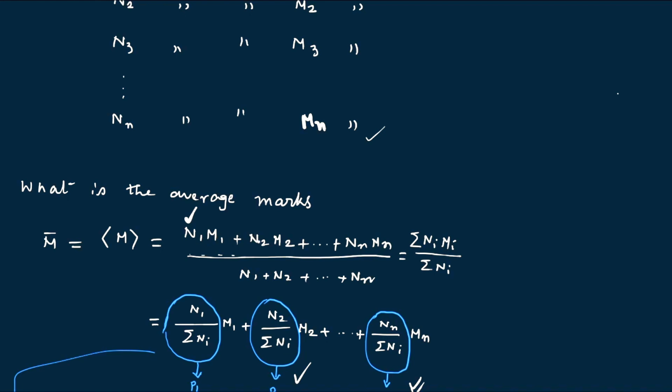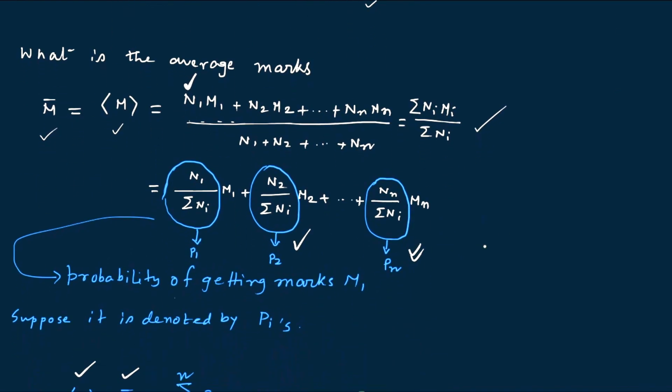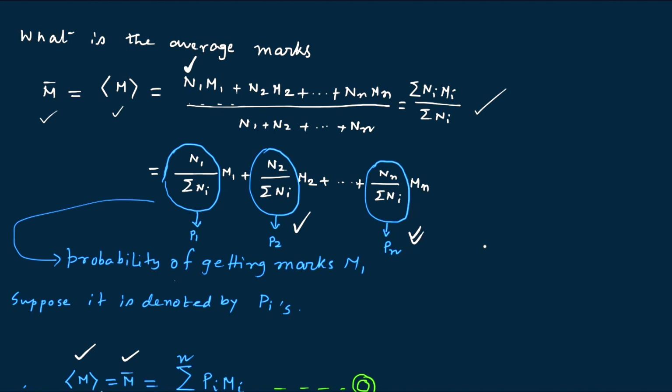N1 times M1 plus N2 times M2 and so on up to NN times MN, divided by N1 plus N2 plus up to NN, and this is denoted by angle bracket M or M over bar. This can be written in a simpler way: sum over I equals 1 to N, summed over the repeated index, of NI MI divided by the sum over NI. This is the basic definition of the average or mean value, and sometimes it is called the expectation value of M.